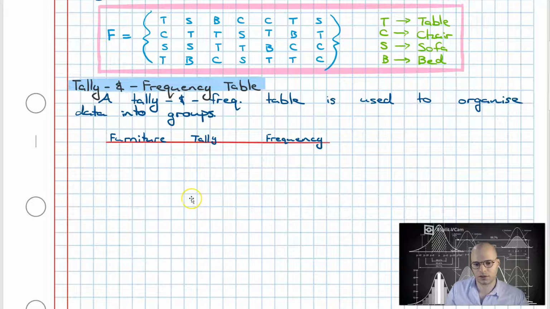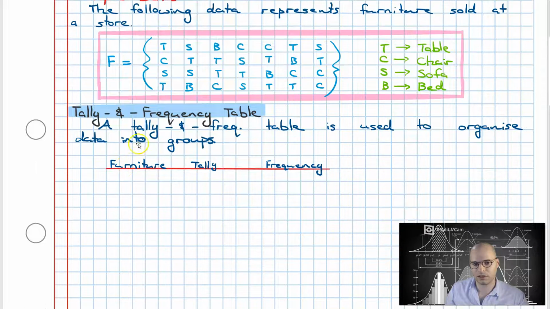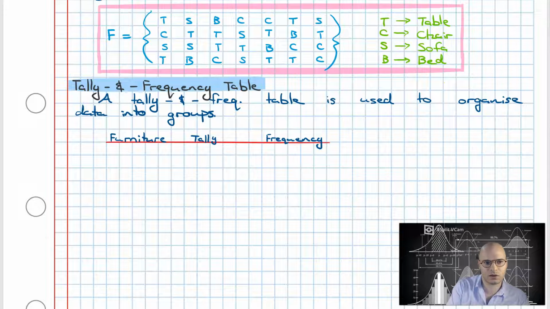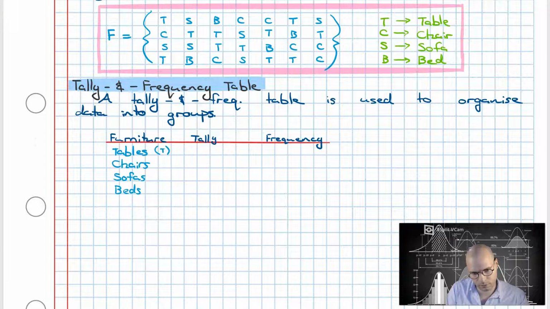Now the next thing I'm going to do is look at my furniture. I'm going to go up and see how many different varieties of furniture we have. In this case we have T, S, B, C: tables, chairs, sofas and beds. So there's a total of 4. Consequently, underneath the furniture column, I'm going to write tables. Then I'm going to rule this column off. Again, I'm going to use a ruler so it's nice and straight. I want to make everything easy to read.